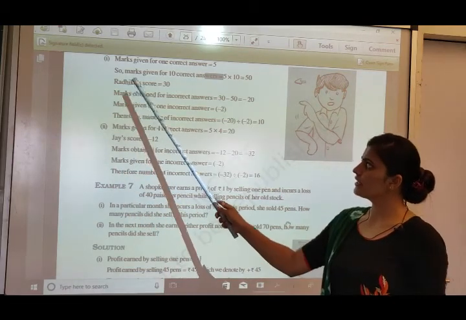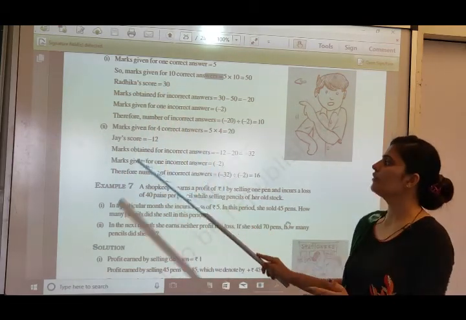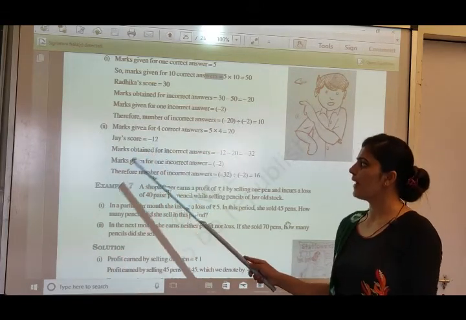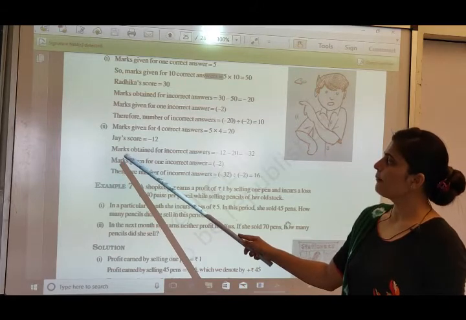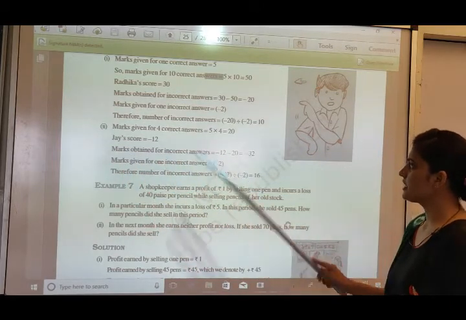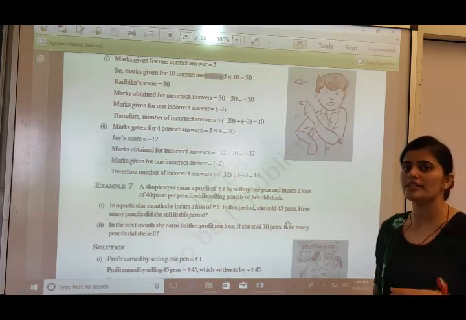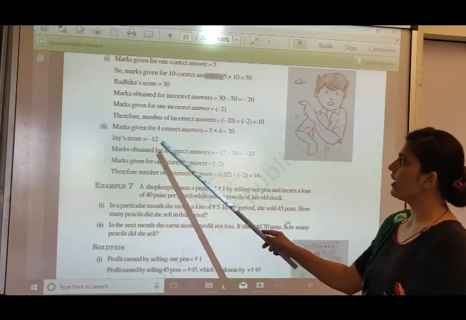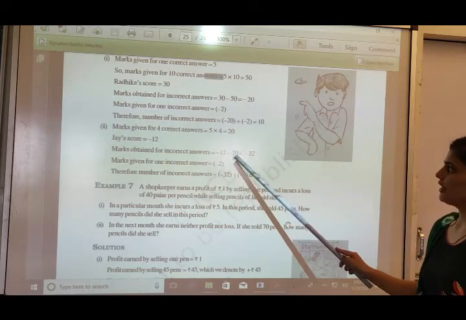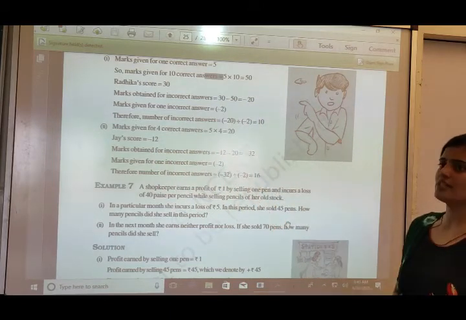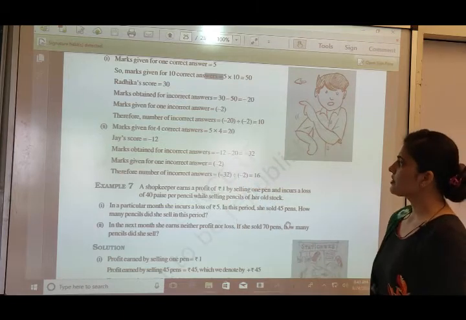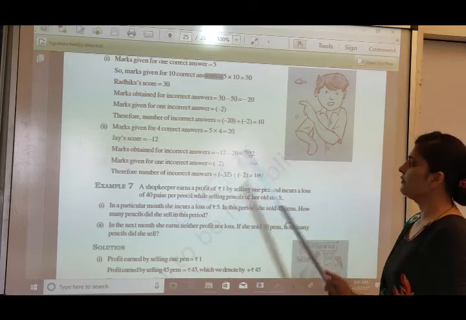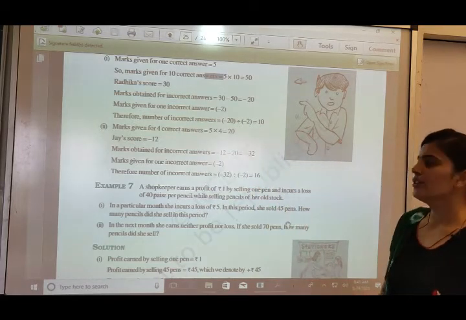Now here we have written Radhika's score was 30. Now again here we will write Jai's score. Jai's score is equal to minus 12. So another step, marks obtained for incorrect answers will be equal to how many? Total score minus the marks for correct answers, means minus 12 minus 20. Minus 12 minus 20, that means we have to add. So 20 plus 12 will be equal to 32, and the answer will be in negative form. It will be equal to minus 32.